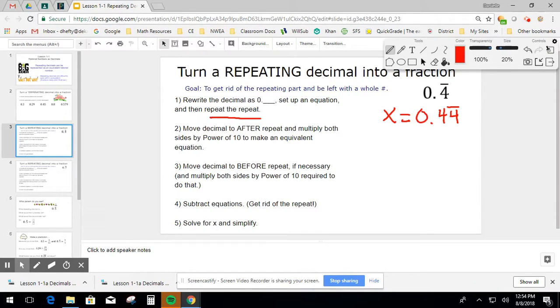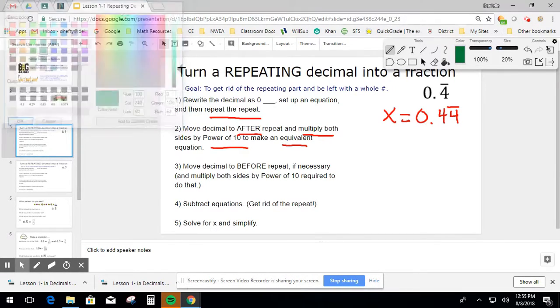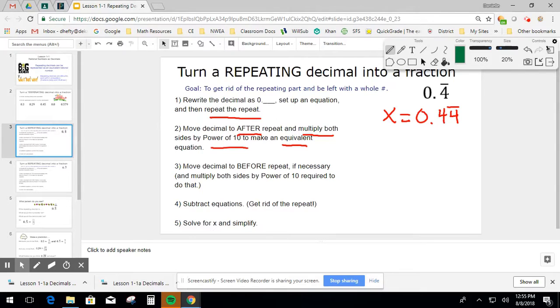We're now ready for step number 2. We're going to move the decimal in this equation to after the repeat, but in order to do that, we have to follow our rules of equivalence, and we're going to multiply both sides by the appropriate power of 10. Let me change color here so you can actually see what's going on. So I want to move the decimal here, where it started, to after the original repeat. So the original repeat was before the 4, and now I'm going to move it to after the first 4. So now it's going to be there.